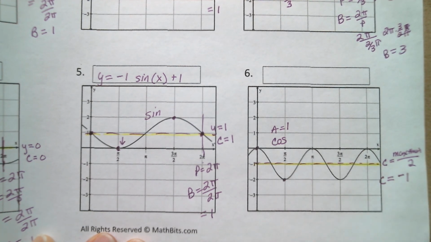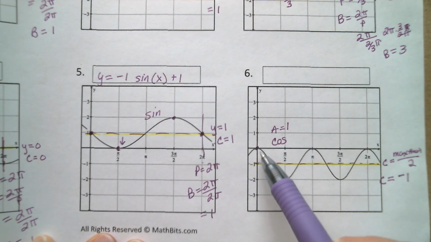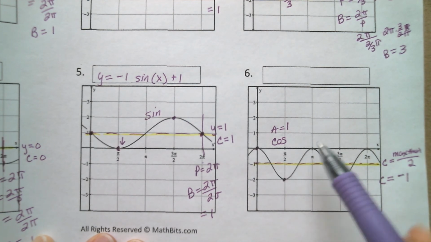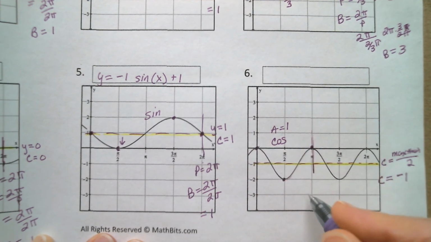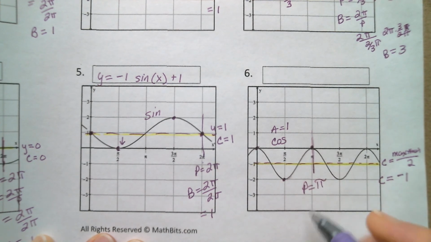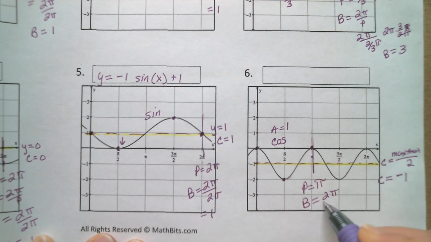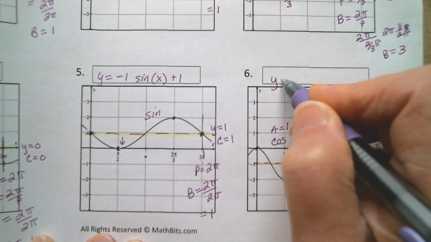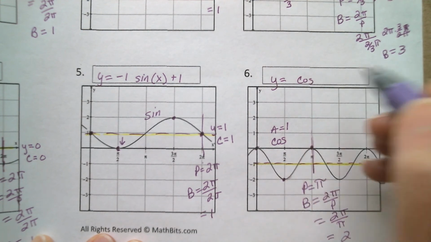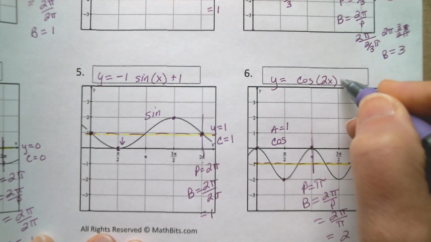So where was I? Oh, what is the length of one complete cosine cycle here? So we start at our max, come down to our min, back to our max. That's one cycle. What's the length? It's pi. So the period is pi. b equals 2 pi over the period. 2 pi divided by pi is 2. So b is 2. a is positive 1, b is positive 2, c is negative 1. y equals cosine 2x minus 1.